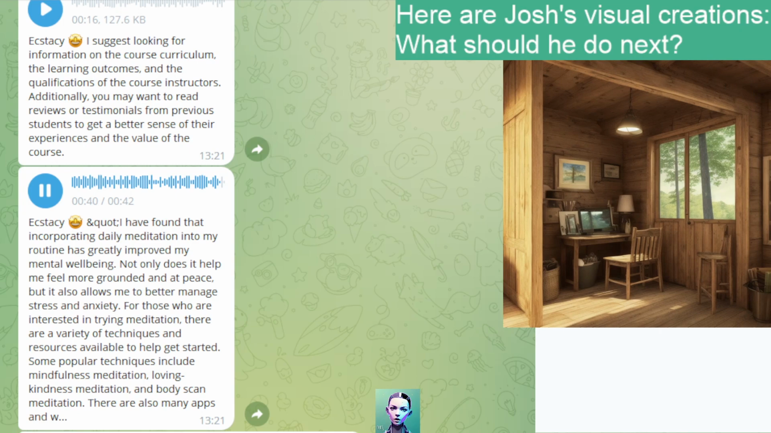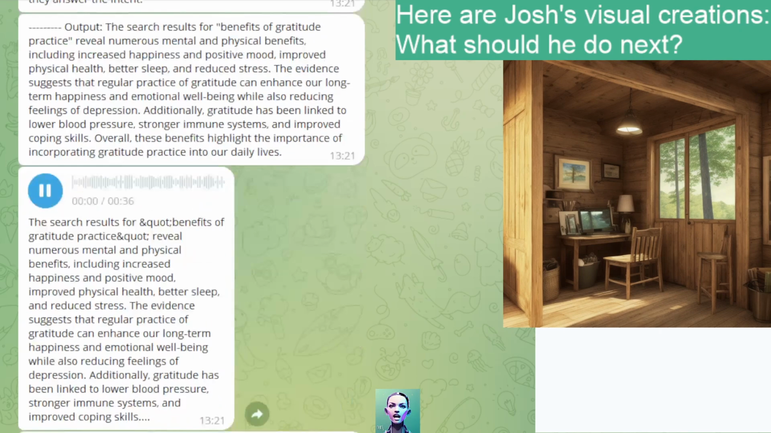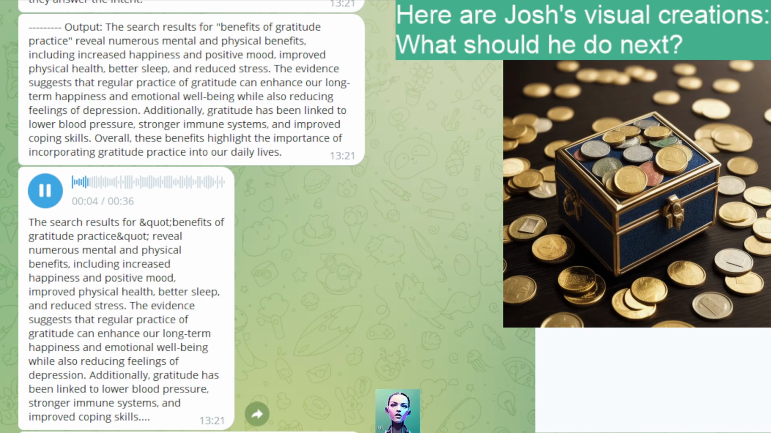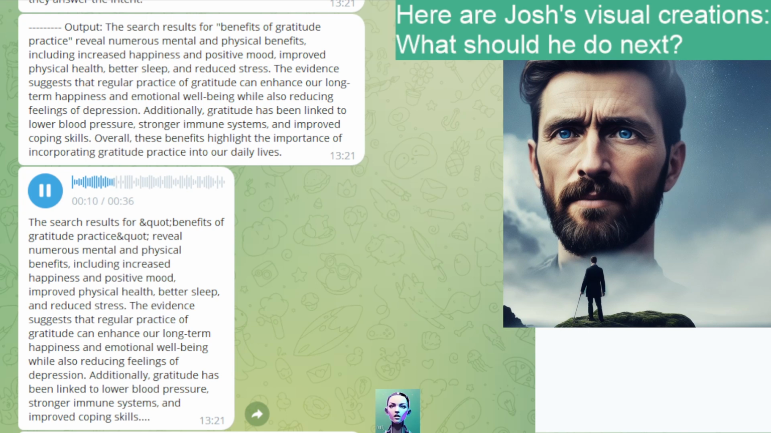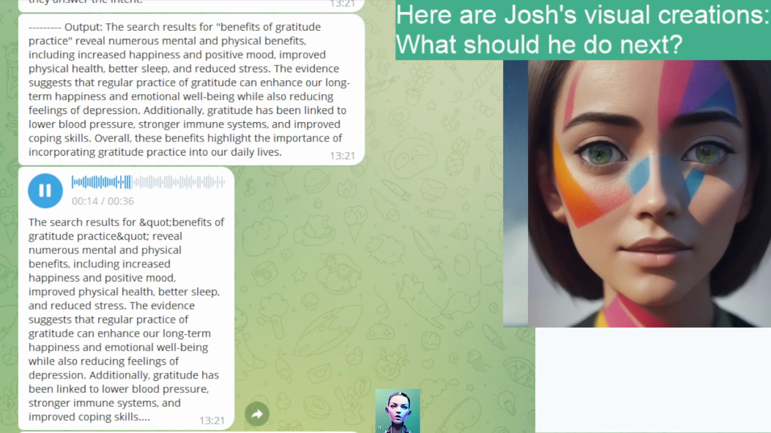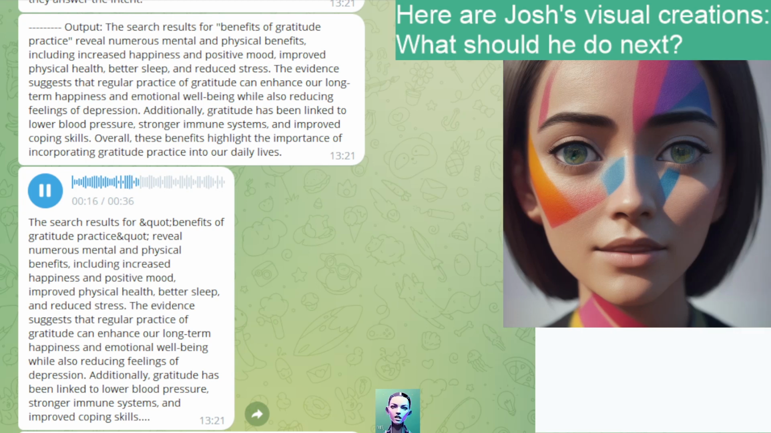Exploring the many benefits it can offer. The search results for benefits of gratitude practice reveal numerous mental and physical benefits, including increased happiness and positive mood, improved physical health, better sleep, and reduced stress. The evidence suggests that regular practice of gratitude can enhance our long-term happiness and emotional well-being.